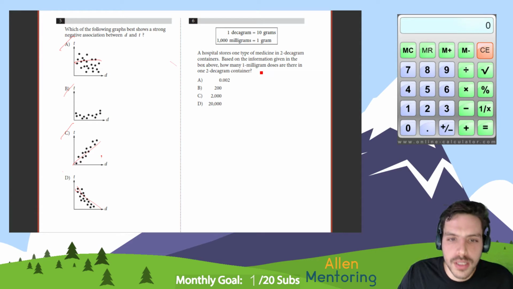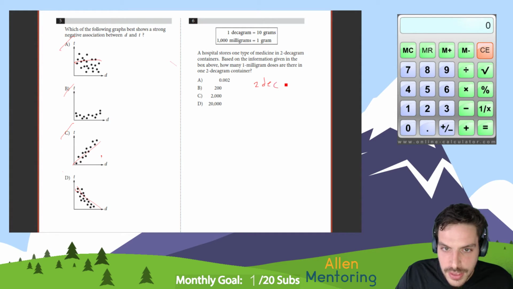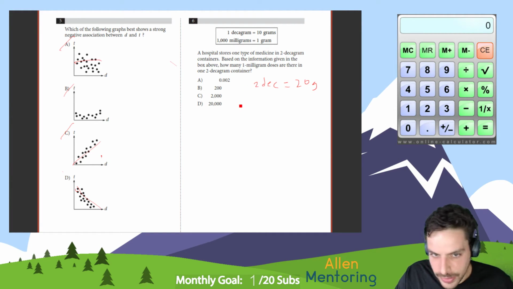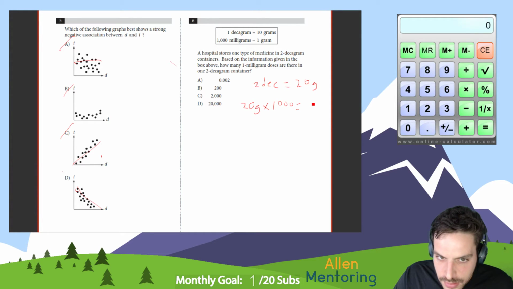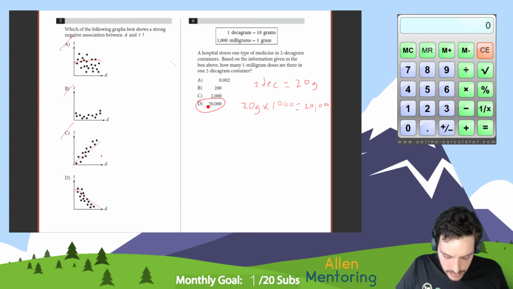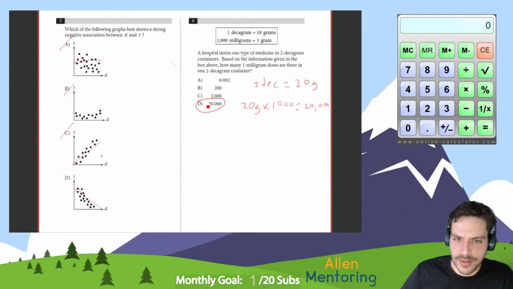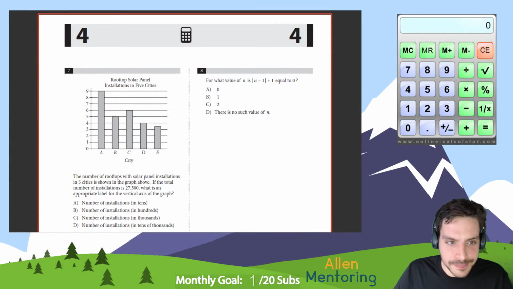when doing these. Okay, so we have a 2 decagram container. So 2 decagrams equal 20 grams. We know that. So how many milligrams are there in 20 grams? We know that in each gram there are 1,000 milligrams. So 20 grams times 1,000 is going to be 20,000. All right, I'm confident that D is the correct answer. But I think when I first did it, I somehow got 2,000, and I had to look at it twice. So it's an easy one to get wrong.